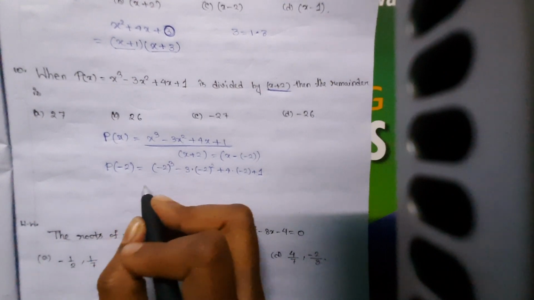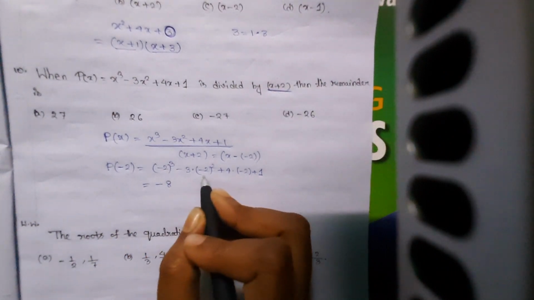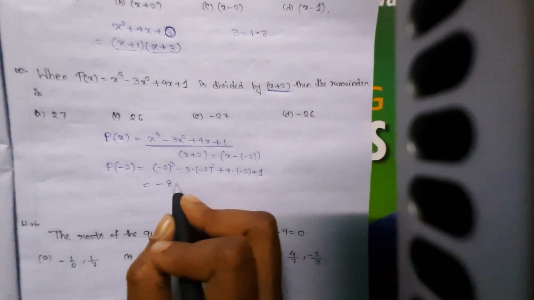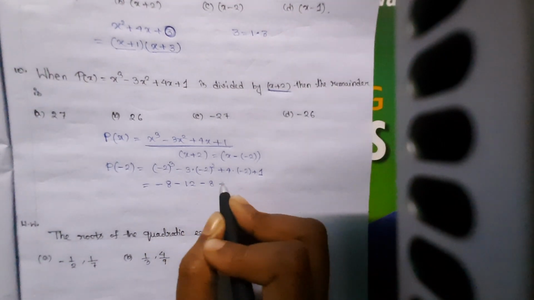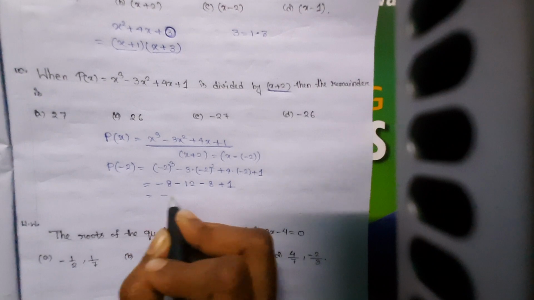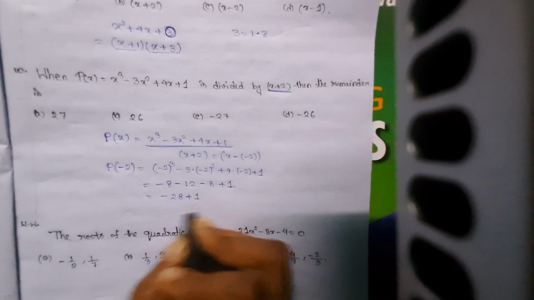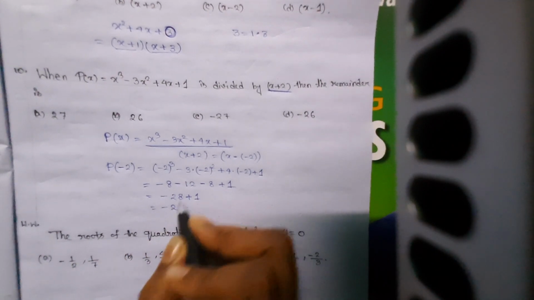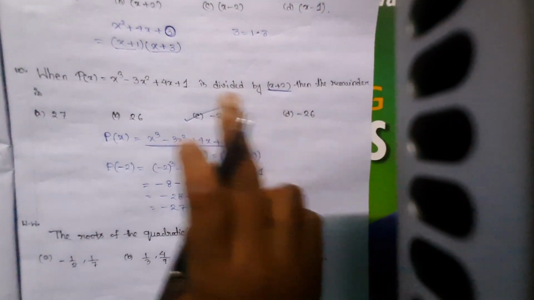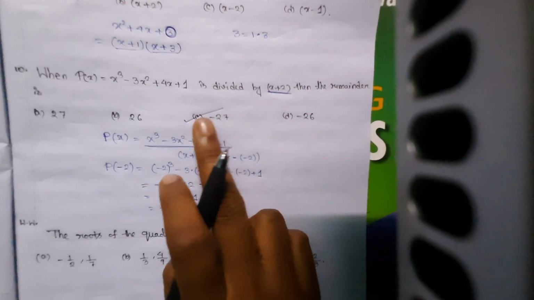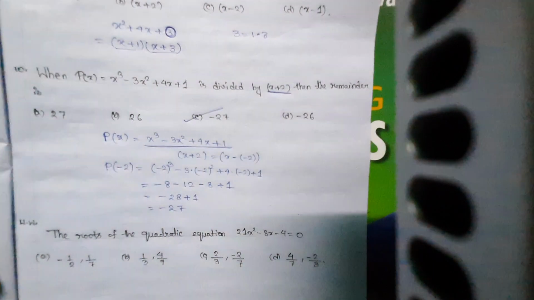So minus 2 cube is minus 8, minus 2 square is plus 4, into minus 3 is minus 12. Again 4 into minus 2 is minus 8, plus 1. So this becomes minus 28 plus 1, that is minus 27. So your answer will be minus 27, that is option C. When you divide this by x plus 2, you get minus 27 as your remainder.